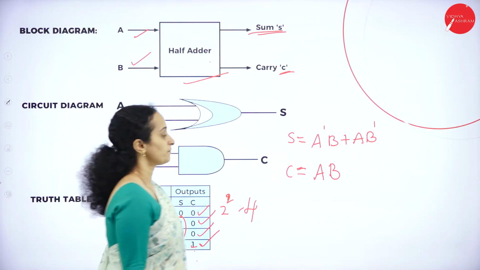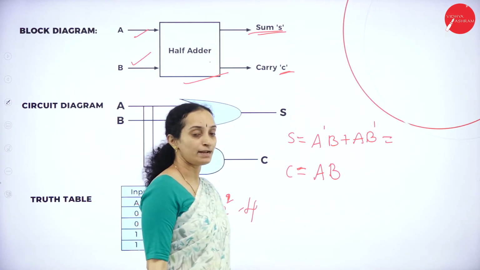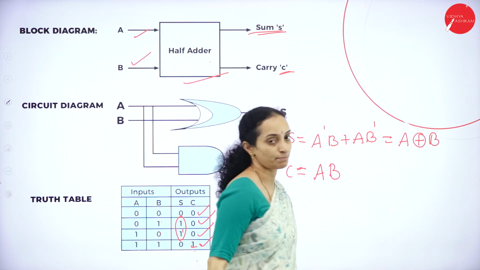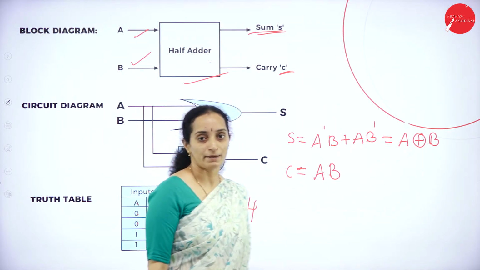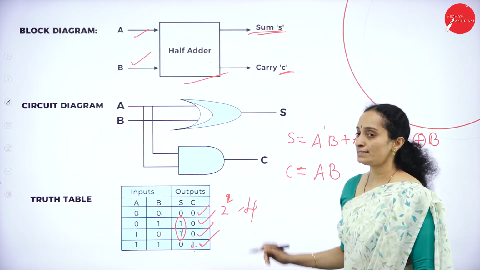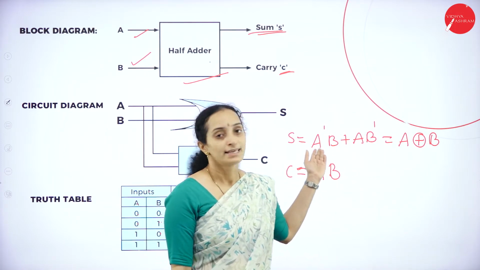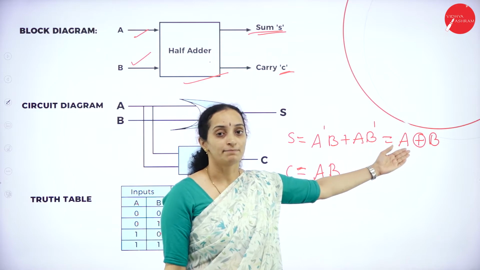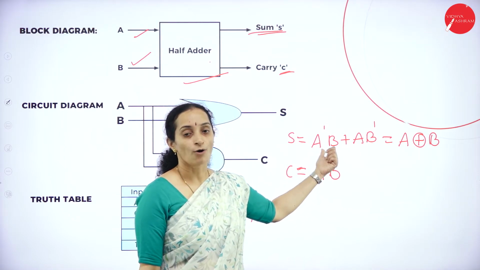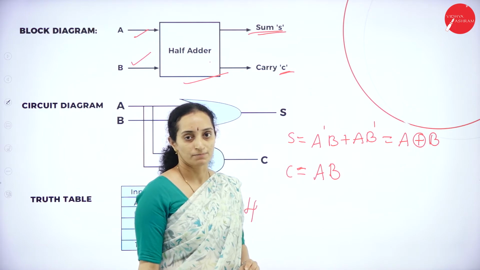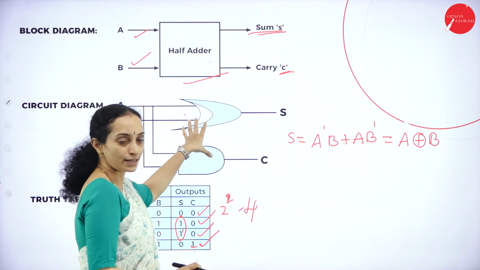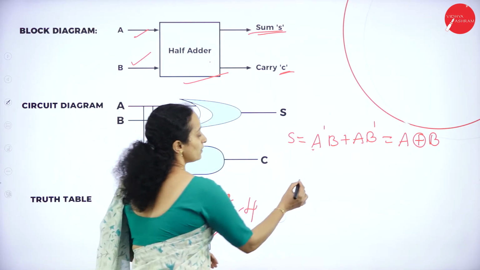The A dash B plus A B dash can be considered as A XOR B. You can represent the value as A XOR B. So this cannot be further simplified. You can simplify this sum expression S equals A dash B plus A B dash, and we need only two inputs. This is the final circuit diagram. If you take this expression only, you can express it like this.